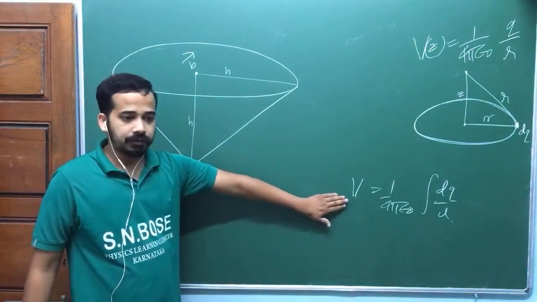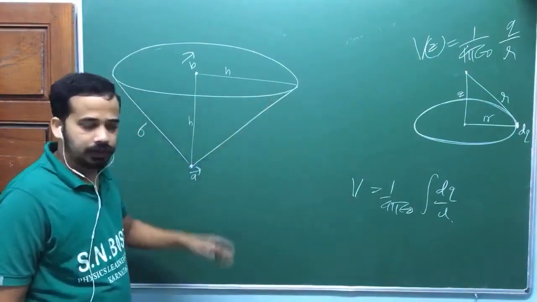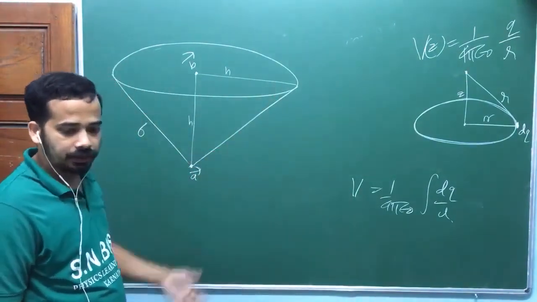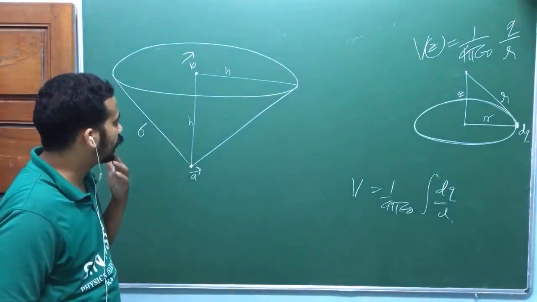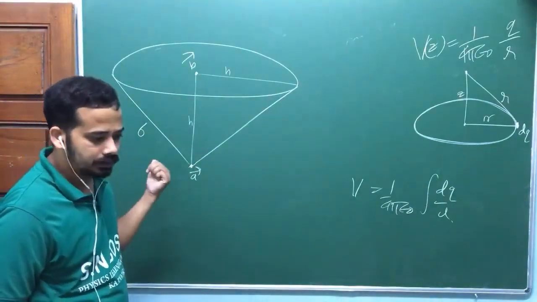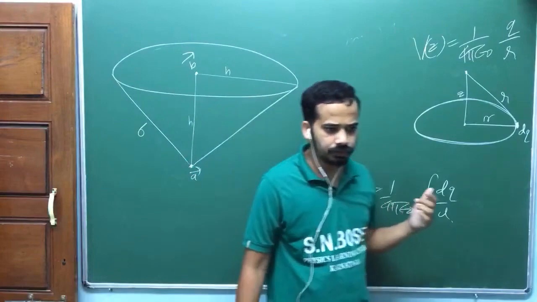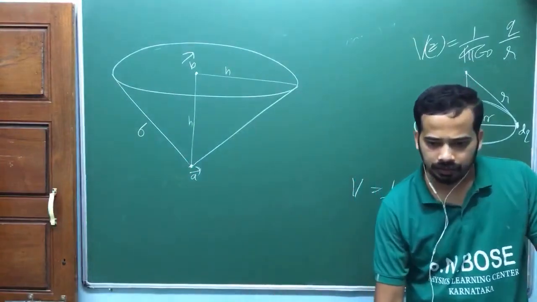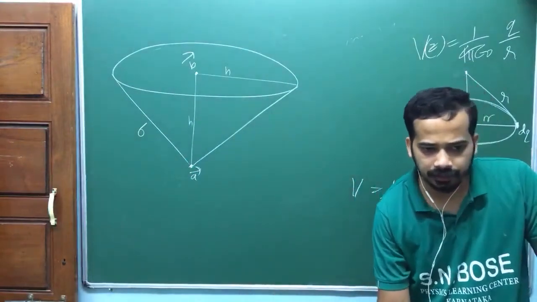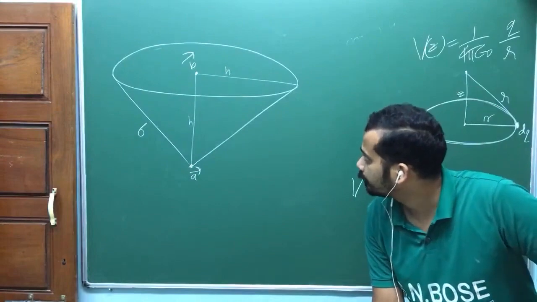If I'm using this formula, it means infinity is my reference point. Again, you can't find the electric field and then do that. It's very difficult, am I right? Is it possible to do this one using Gauss law, electric field integral? I hope it's very difficult.